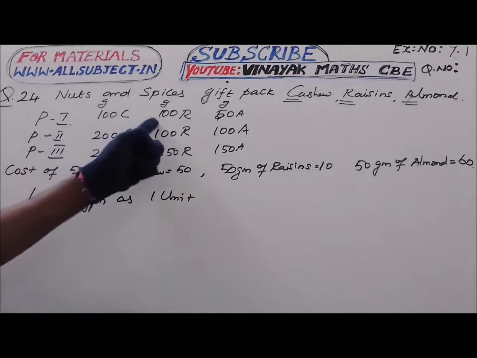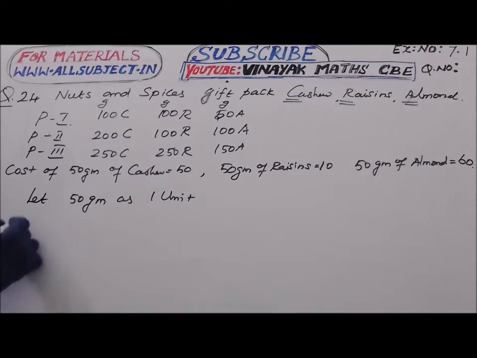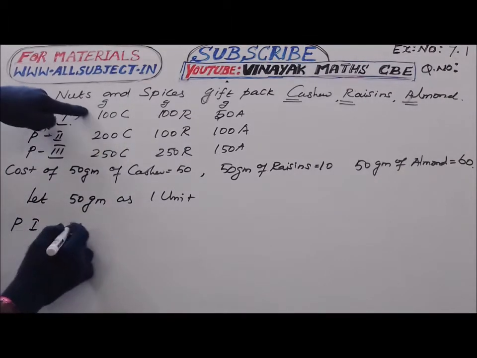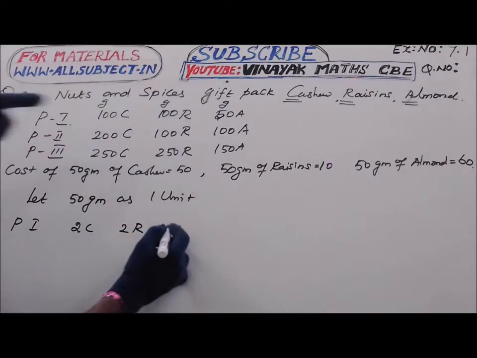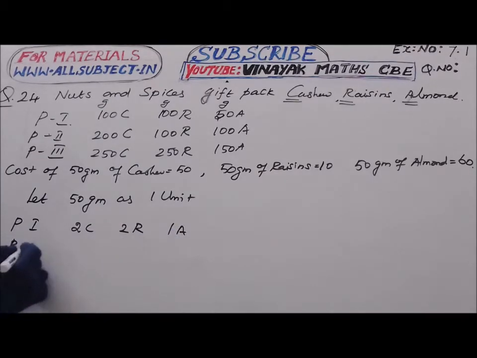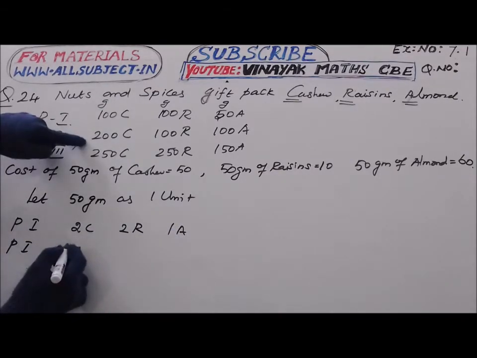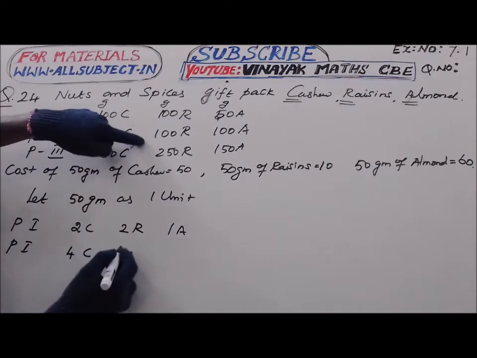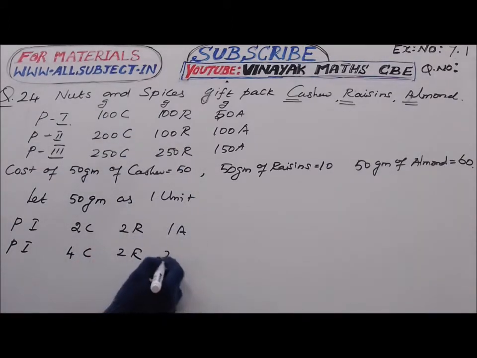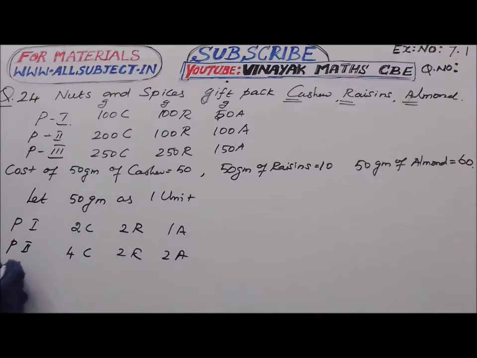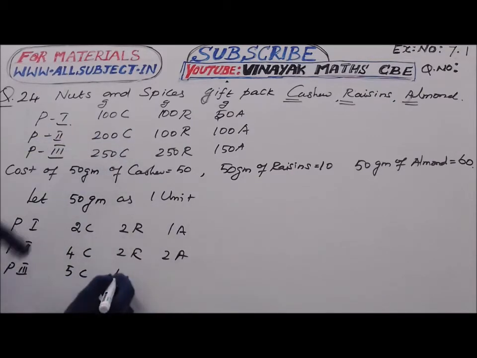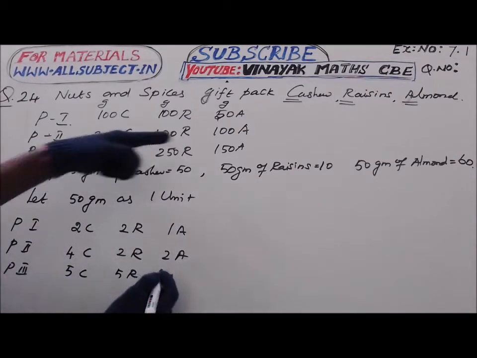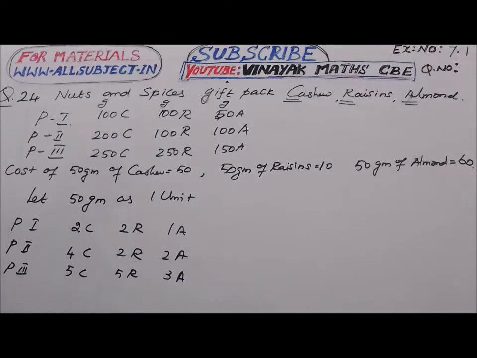So the given pack 1 contains 2 units of cashew, 2 units of raisin and 1 unit of almond. In pack 2 we have 4 units of cashew, 2 units of raisin and 2 units of almond. And pack 3 contains 5 units of cashew, 5 units of raisin and 3 units of almond. Now, according to the unit, we can multiply the amount.